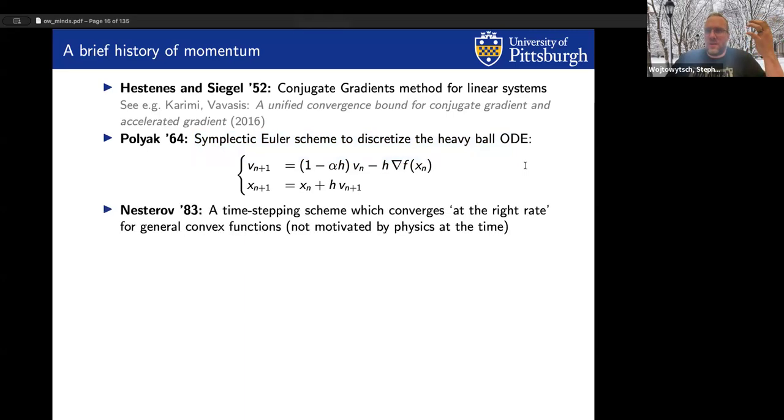And he proves some convergence for more general functions, but basically the assumption is, well, if you start close enough to a minimum and the Hessian at the global minimum is strictly positive definite, then everything's fine because it kind of looks like a quadratic. And it takes another 2 decades until Yuri Nesterov figures out a proper time discretization, which actually converges at the right rate, which I'm going to make precise in a few slides, for general convex functions.